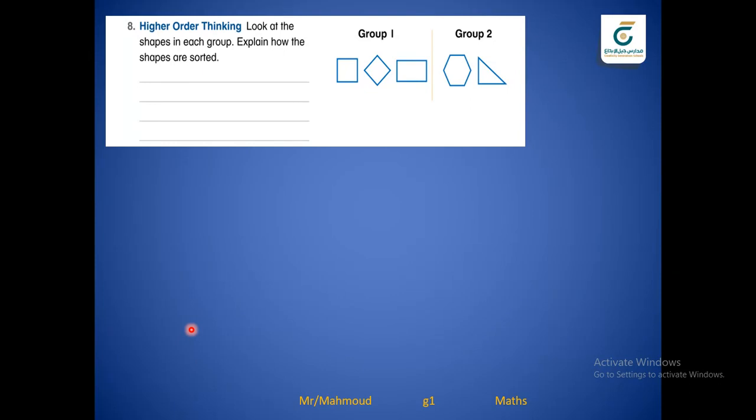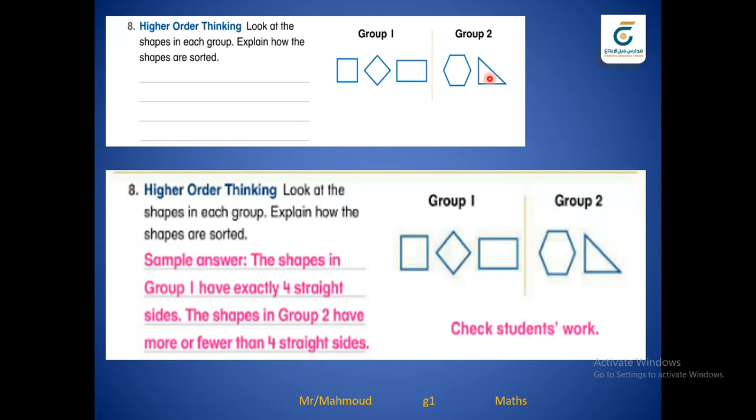They asked me to look at the shapes in each group. We have here 2 groups, group 1 and group 2, and we want to define each group. Group 1, you can find we have 3 shapes with 4 vertices and 4 sides. And group 2, we have more than 4 vertices or less than 4 vertices, like triangle. So our answer here: the shapes in group 1 have exactly 4 straight sides, and the shapes in group 2 have more or fewer than 4 vertices.